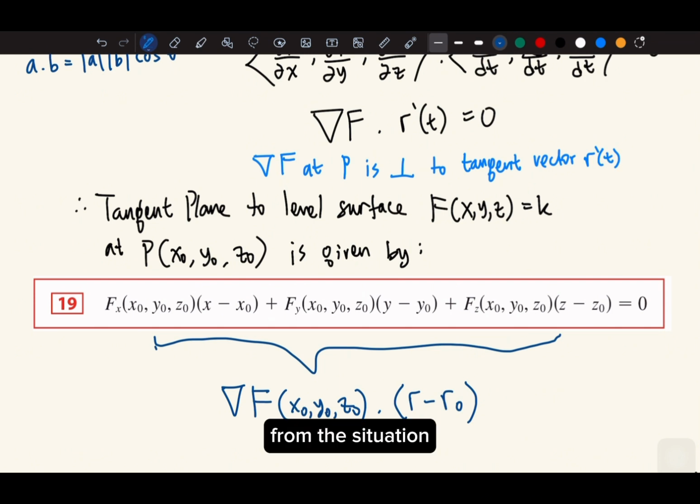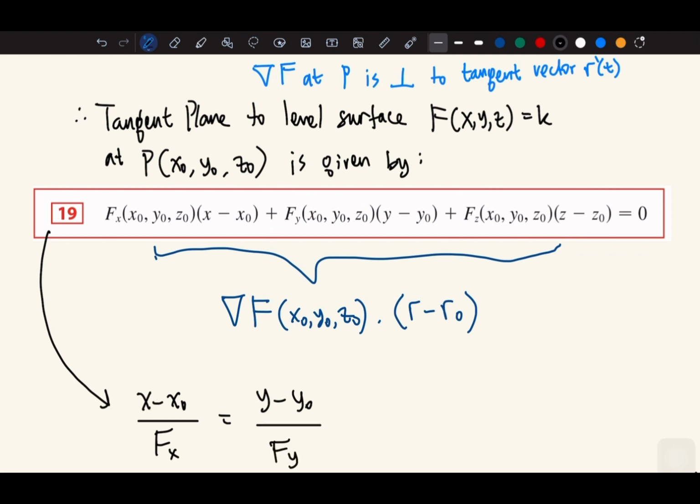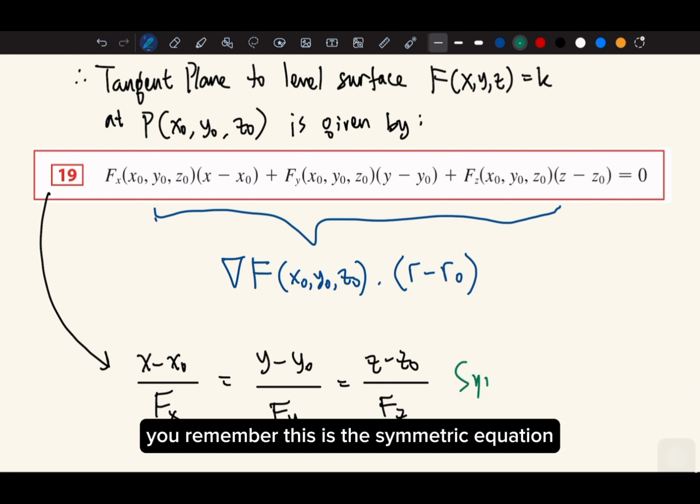From this equation, we can also write our normal line by taking this into this. This is what we call, if you remember, the symmetric equation.